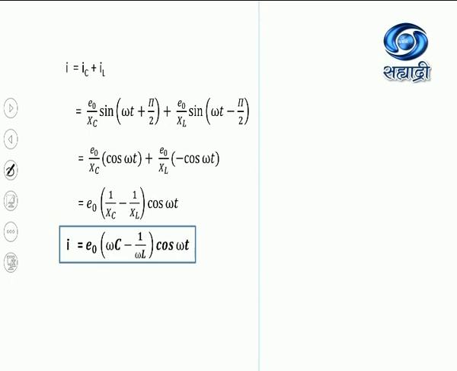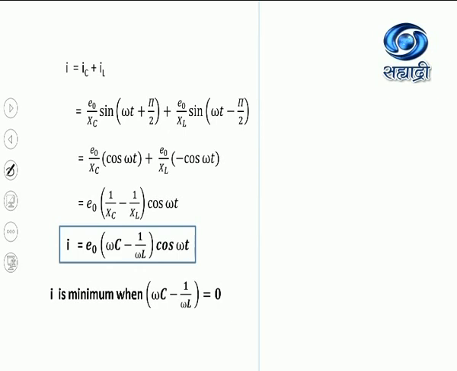Now in the bracket, 1 upon XC is omega C and 1 upon XL will be 1 upon omega L, into cos of omega t. So the instantaneous current will be E naught, in bracket omega C minus 1 upon omega L, into cos of omega t.